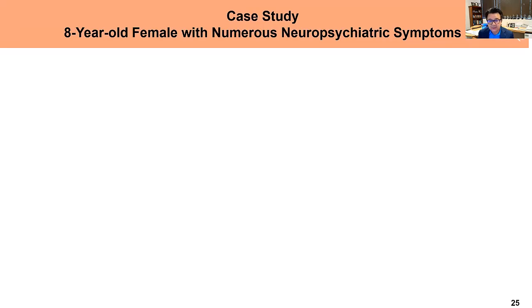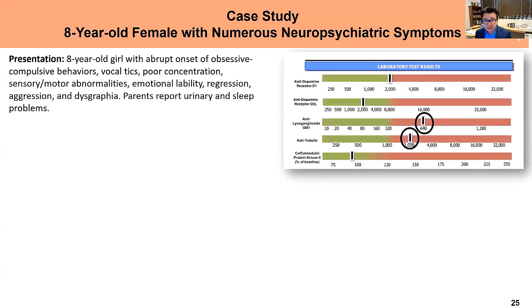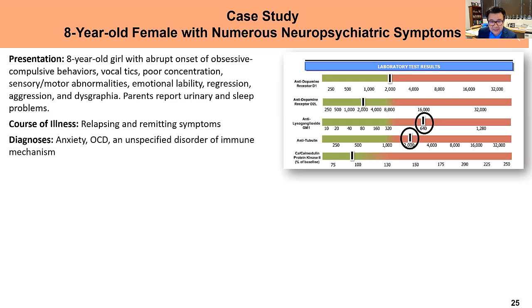Here's an 8-year-old girl who had numerous psychiatric symptoms. She had abrupt onset of OCD, vocal tics, poor concentration, sensory and motor abnormalities, emotional lability, a whole host of things, including dysgraphia, which is the fine motor movement interruption. The parents also reported urinary and sleep problems. The patient was tested in the Autoimmune Brain Panel. She had lysoganglioside GM1 antibodies, and autoantibodies directed against tubulin, which is an intracellular protein heavily concentrated in brain cells. She had relapsing, remitting symptoms. She was diagnosed with anxiety, OCD, and an unspecified disorder of immune mechanism.